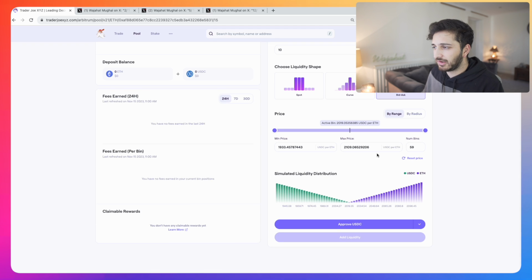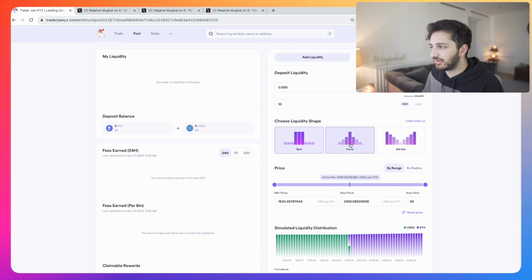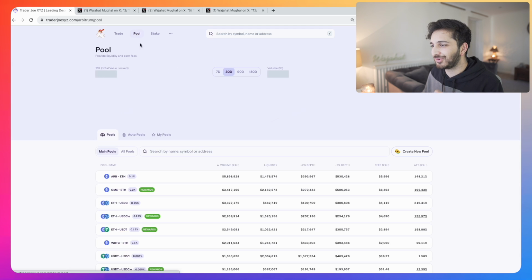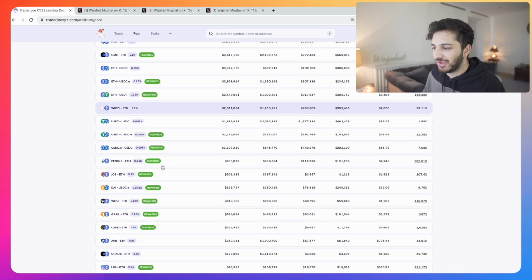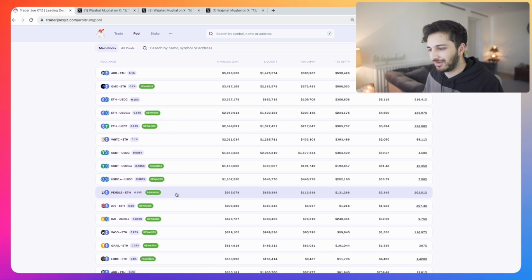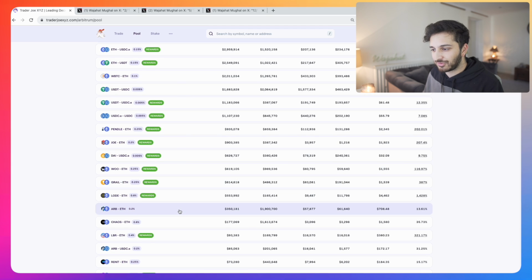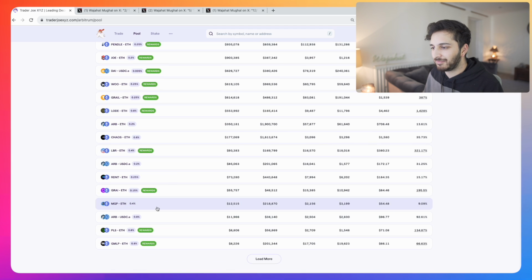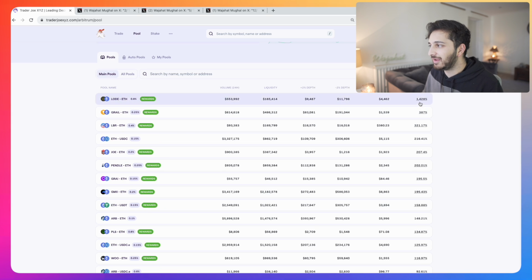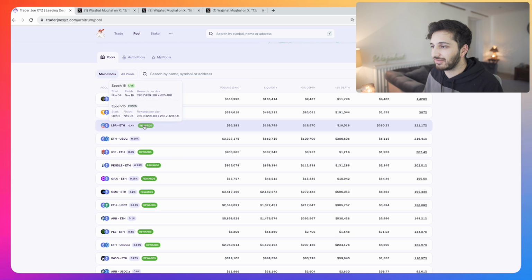So once you've decided which kind of liquidity shape, well, before you decide that, you need to decide which assets you want to provide. So let's go to the pool tab. You'll be able to see there's lots of Arbitrum altcoins supported at the moment, the likes of Pendle, Joe, Arbitrum itself, Magpie as well, GMX of course. So you need to just decide which assets you want to supply first. As you can see, the APRs are pretty decent. We're talking triple digits across the board here. So very, very good yields.